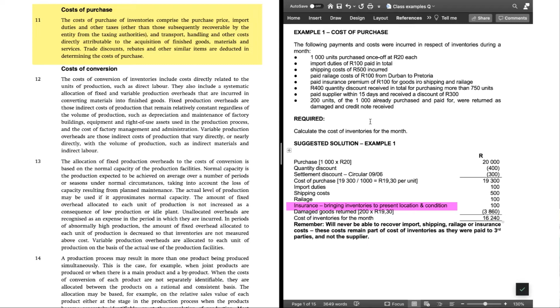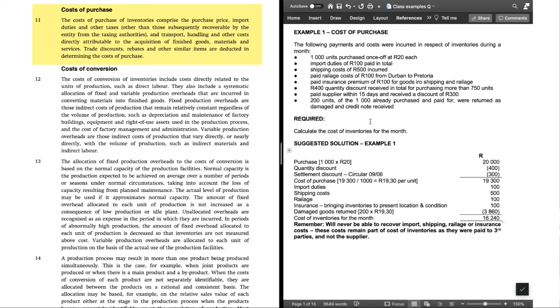So any cost after they are finished is generally just expensed straight through to profit or loss, as an insurance expense in this example. So there is the general principle that the costs need to influence the condition of your inventories to get them ready to sell. If it doesn't do that, then those things aren't capitalized.